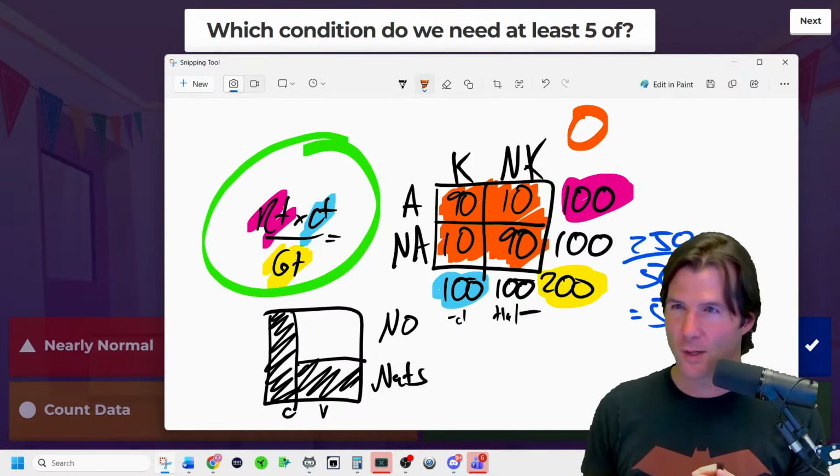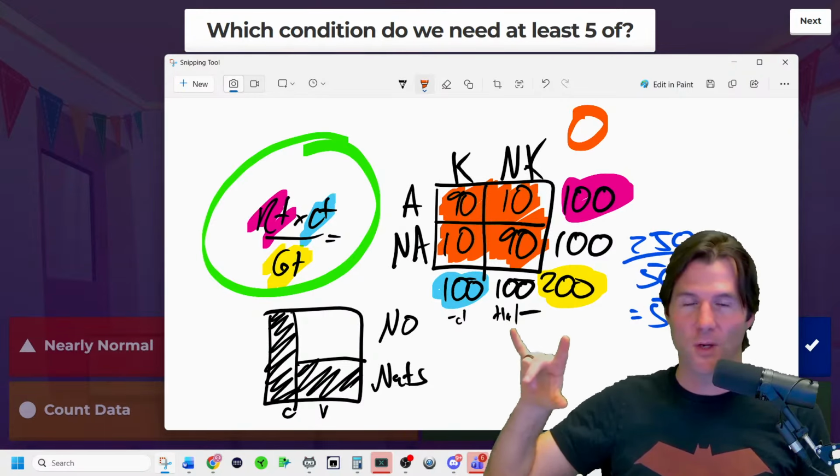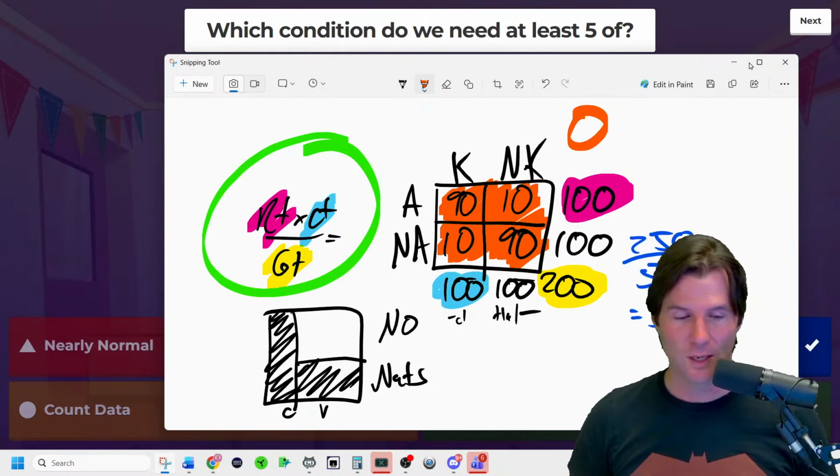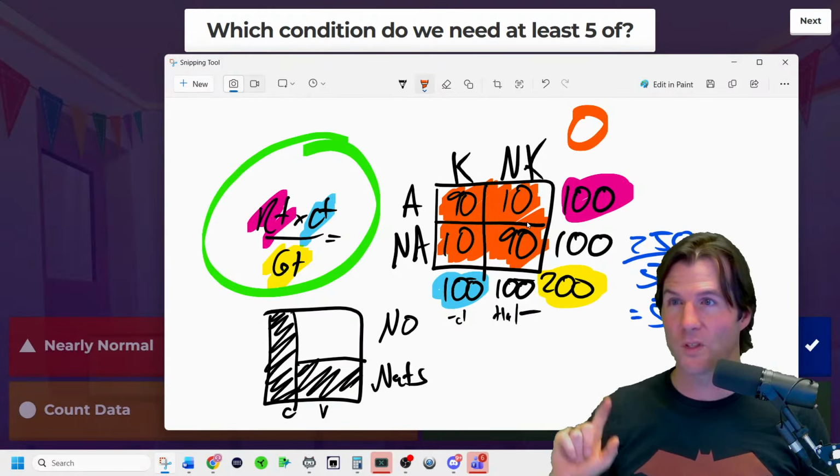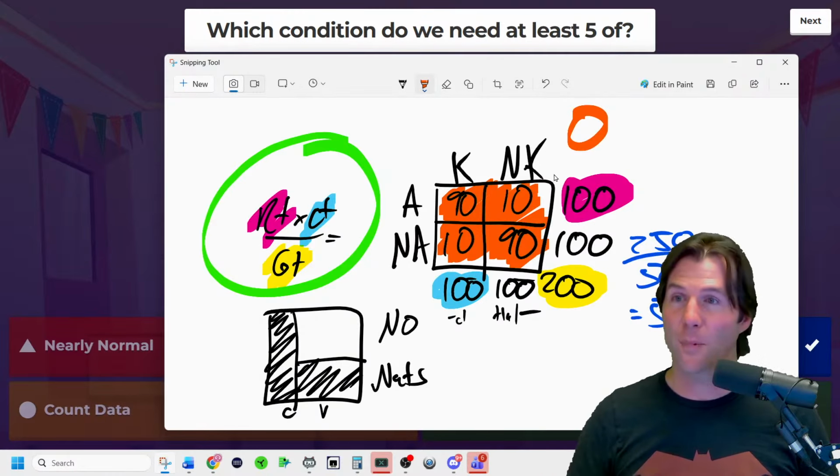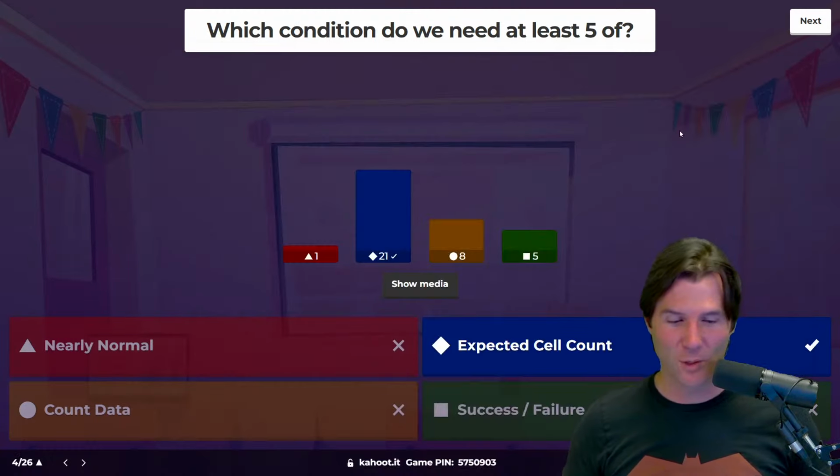Kind of a mini lecture there almost. These values in the other colors get you the expected values. And then the observed values are what you see. Like, I see 90 athletes like K-pop. So there we go. Good questions.